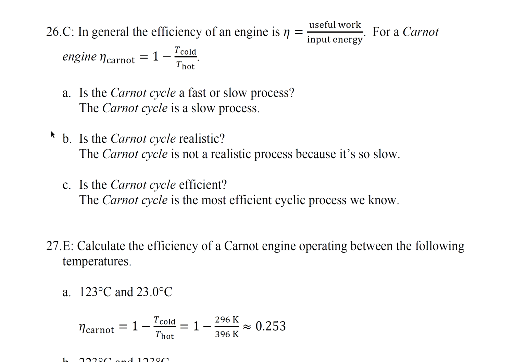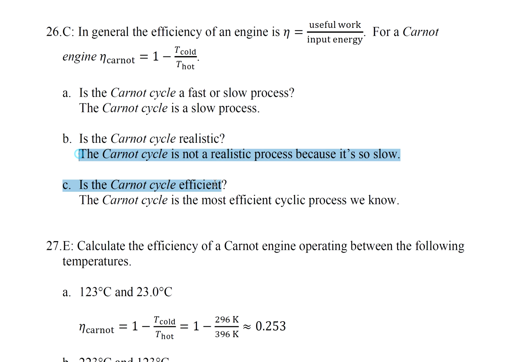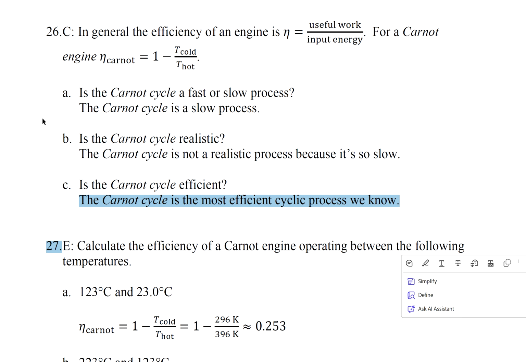Question 26. In general, the efficiency of an engine, eta, equals useful work over input energy. For a Carnot engine, eta Carnot equals 1 minus T cold over T hot. So is the Carnot cycle a fast or slow process? It's a slow process. Is it realistic? It's not realistic because it's slow. Is it efficient? It's the most efficient cyclic process we know.